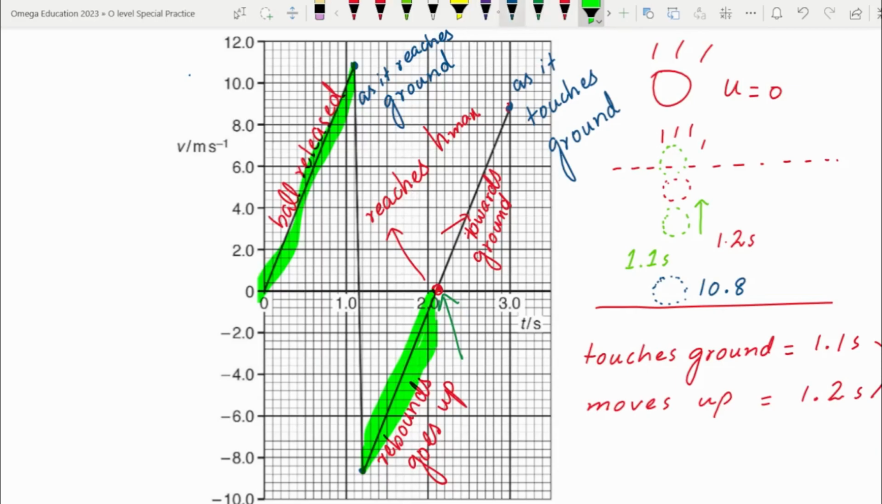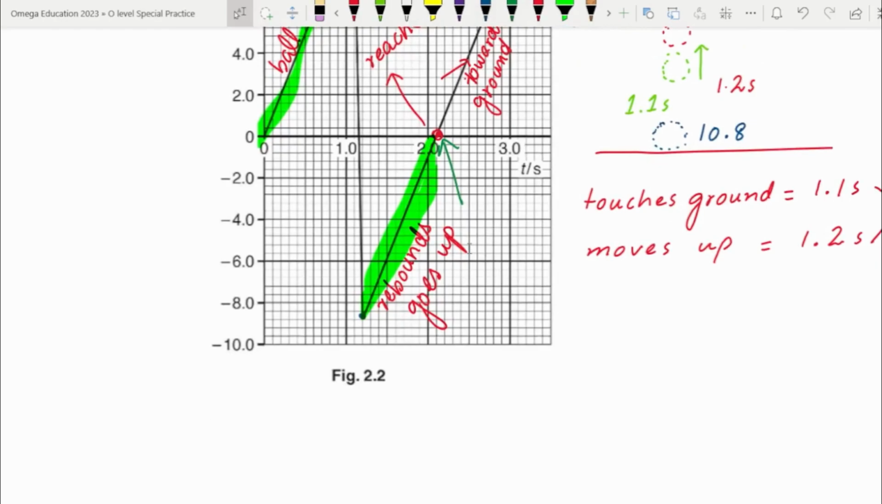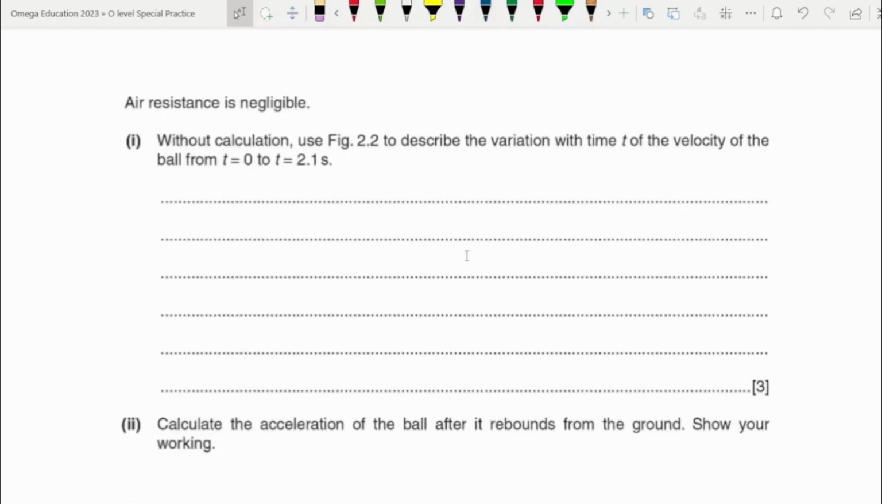Okay, so this one that you see here is just connecting the 2 points, and it is not a vertical line because we have a time delay in the collision. So let us answer this question.